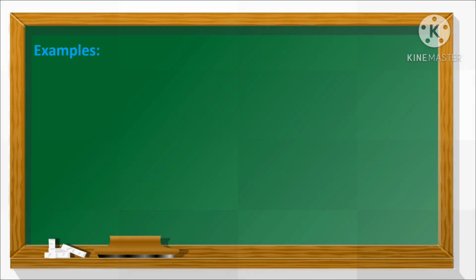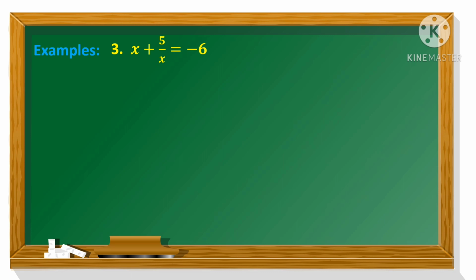Let's have example number 3. x plus 5 over x equals negative 6. This is based on the second definition of equation transformable to quadratic equation. So to solve this one, we are going to clear the equation. When you say clear the equation, we have to remove the denominator. So how to remove that? We have to multiply both sides by the least common denominator. But in this case, we have only one denominator, x.